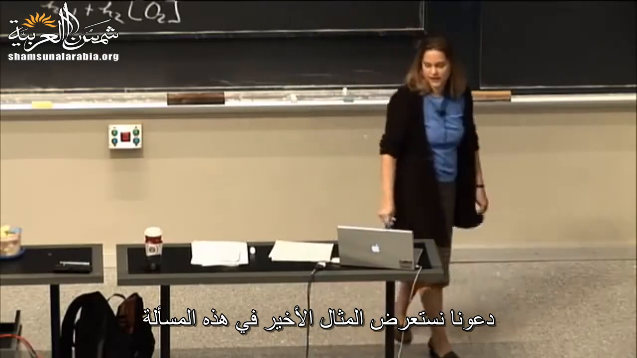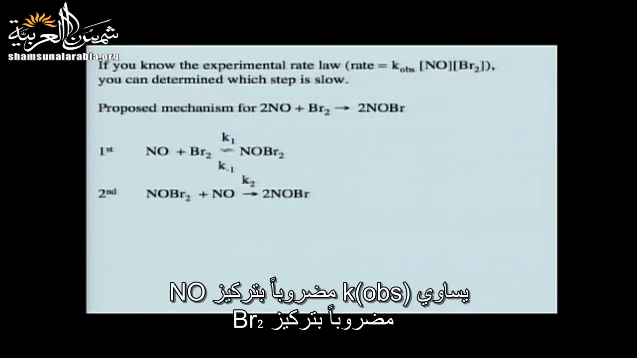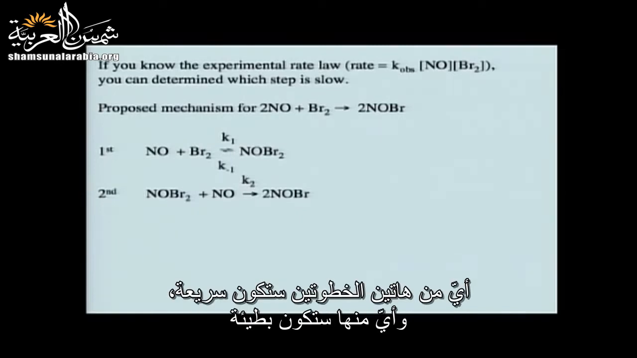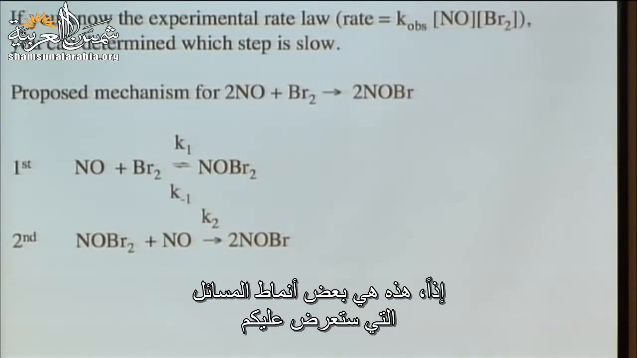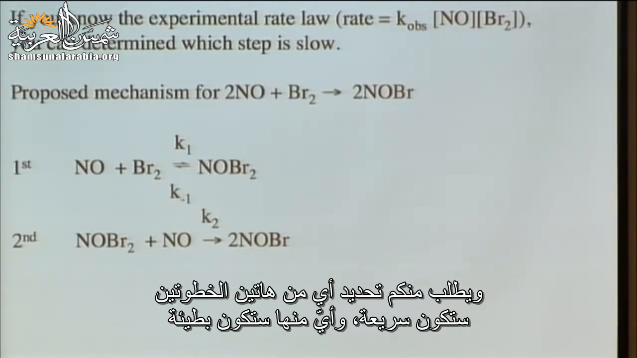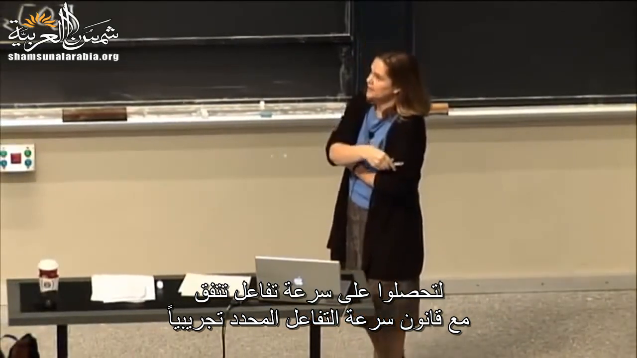All right. So let's do a final example. And in this case, we're given an experimental rate law, which is up here, K observed times the concentration of NO and the concentration of Br2. And we want to figure out from this, if we have one step being fast and the other step being slow, which would be consistent with this experimentally determined rate law. So these are some of the types of problems you have. You're given an experimental rate law and asked to say which step has to be fast and which has to be slow to have a rate that's consistent with the observed rate.